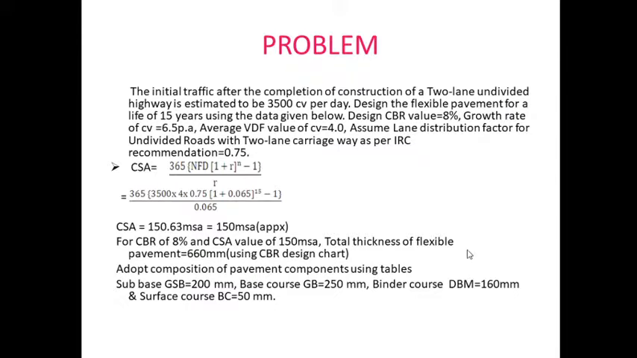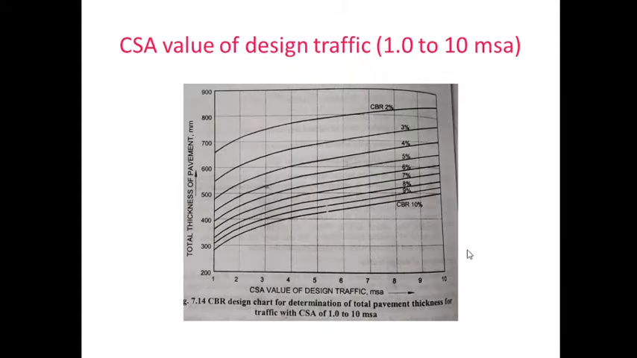Then using this value, we have to find the thickness of various layers of the flexible pavement, such as subbase, base course, and surface course, using the chart given by the IRC. In the chart, there are curves for CBR 2%, CBR 3%, and CBR 4%. For our problem, the CBR is 8%, so you have to choose the curve having CBR 8%.